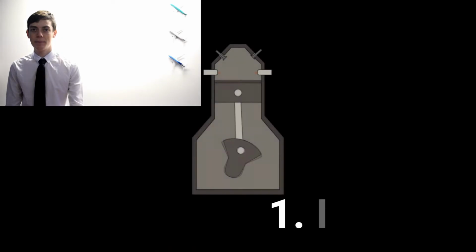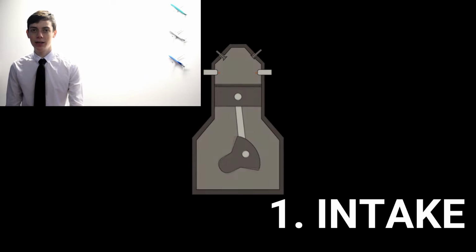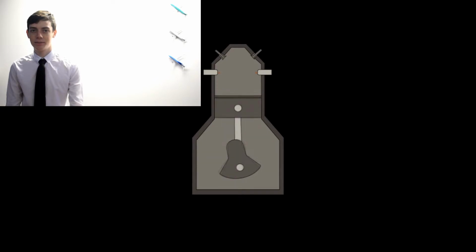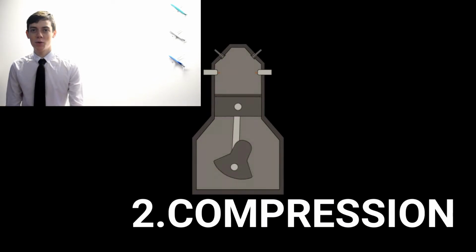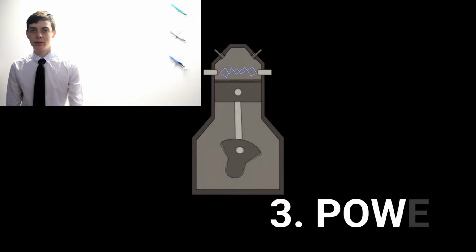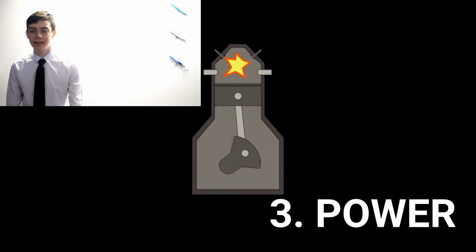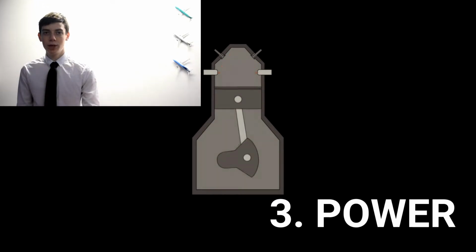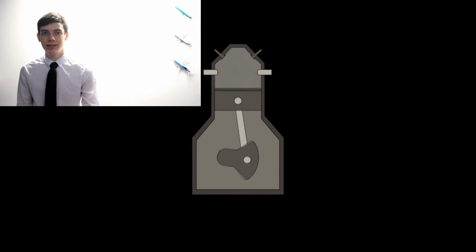The intake stroke begins as the piston is pulled down and at the moment the intake valve opens, drawing the fuel-air mixture into the cylinder. The compression stroke follows when the intake valve closes and the piston moves back to the top of the cylinder. The power stroke begins when the fuel-air mixture is ignited. Due to the great pressure increase in the cylinder, it forces the piston downward, rotating the crankshaft.